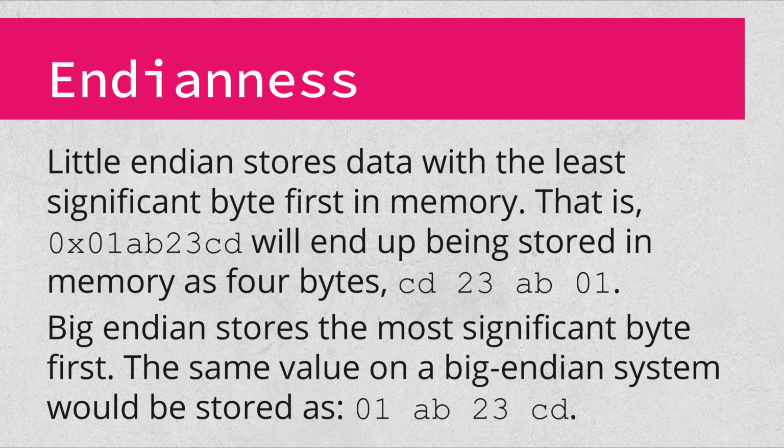That is, if you have the value 0x01AB23CD, this would actually be stored as 4 bytes in the order CD 23 AB 01. In big endian, it's the exact opposite, with the most significant byte stored first. That value would end up being 01 AB 23 CD. While big endian systems certainly still exist, especially in embedded hardware, they're much less common than little endian systems these days. If you're on any x86, x64, or ARM system, it's almost certainly going to be little endian, and that covers the vast majority of the systems you'll interact with.